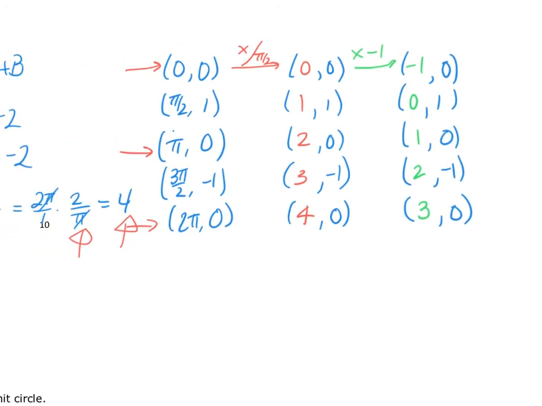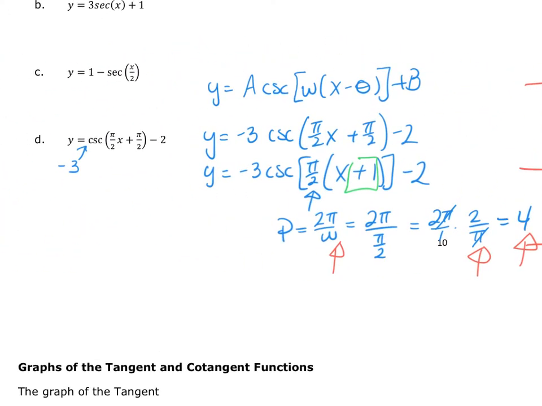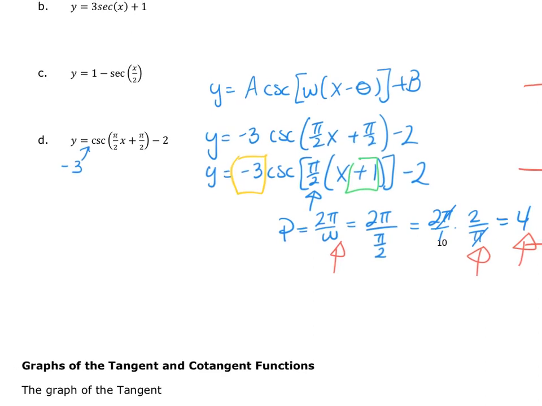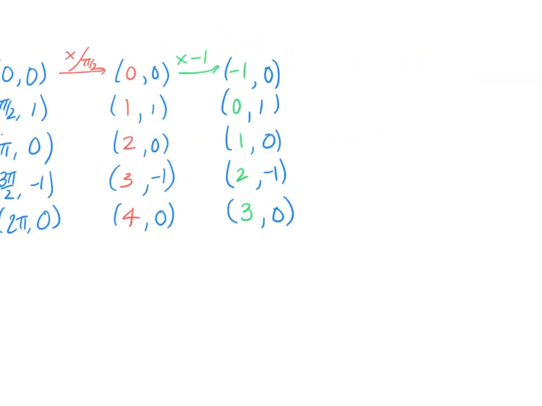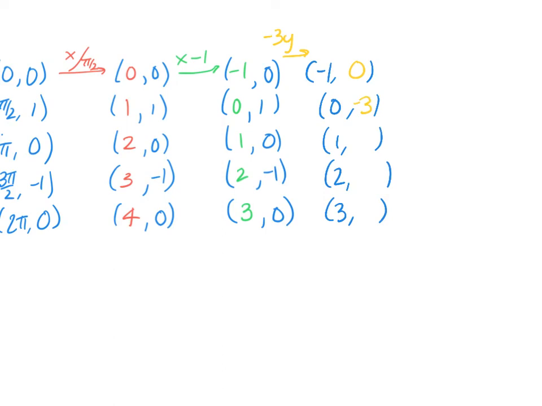Now, I have to go back to this, and it's telling me I need to take all of my y's and multiply by negative 3. I'm outside of my function now, so I'm doing all of my y's. My x's have stabilized: negative 1, 0, 1, 2, and 3. I'm going to take all of my y's and multiply by negative 3. So my first one is still 0. My second one is going to be negative 3. My third one is 0. My fourth one becomes positive 3. And my last one is 0.